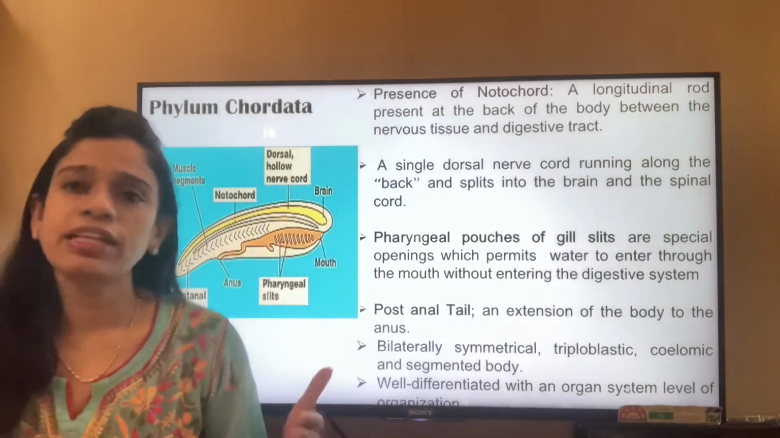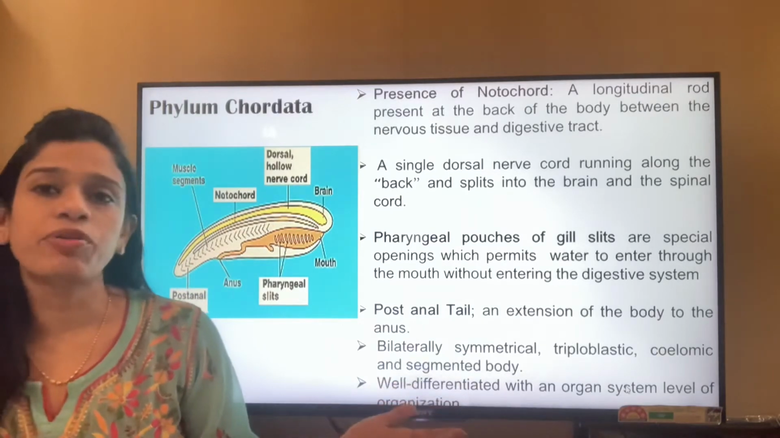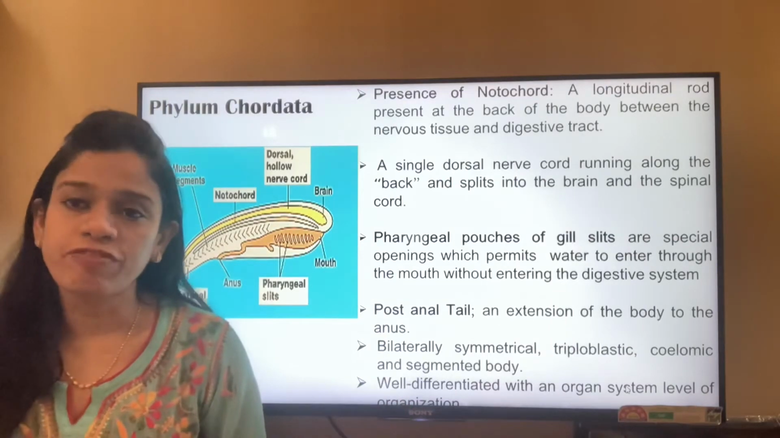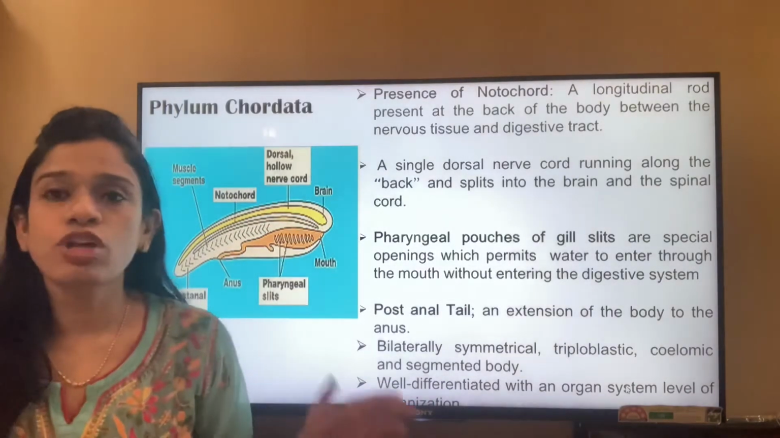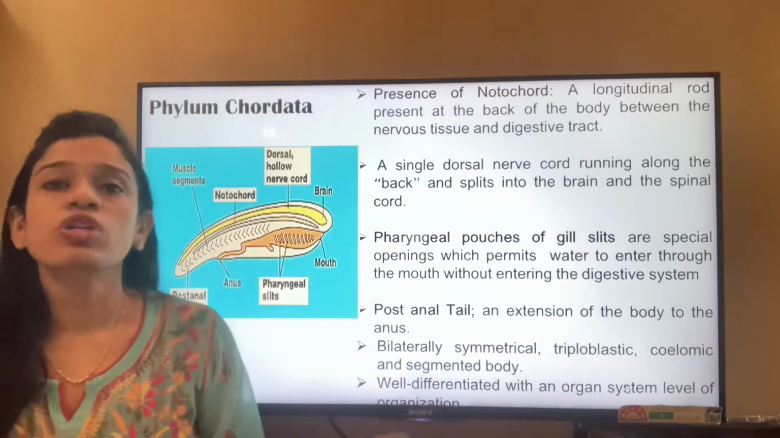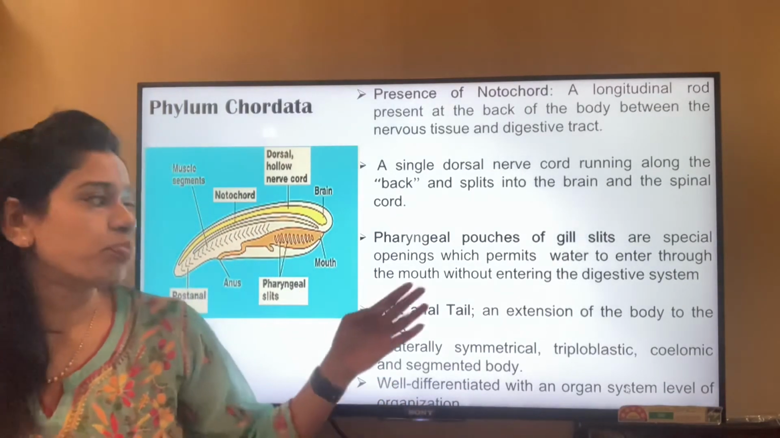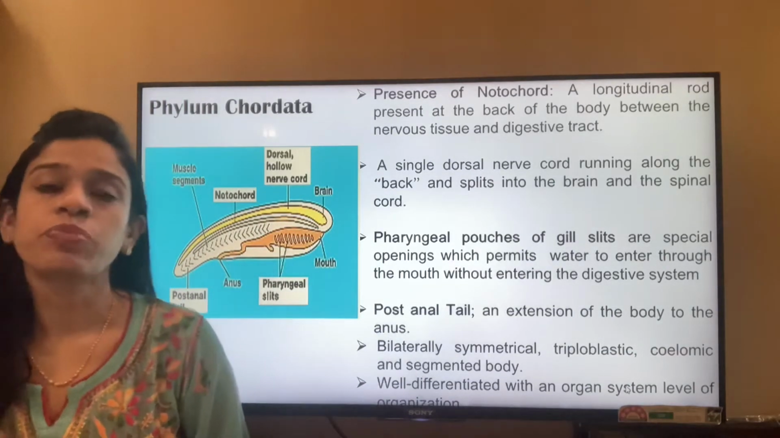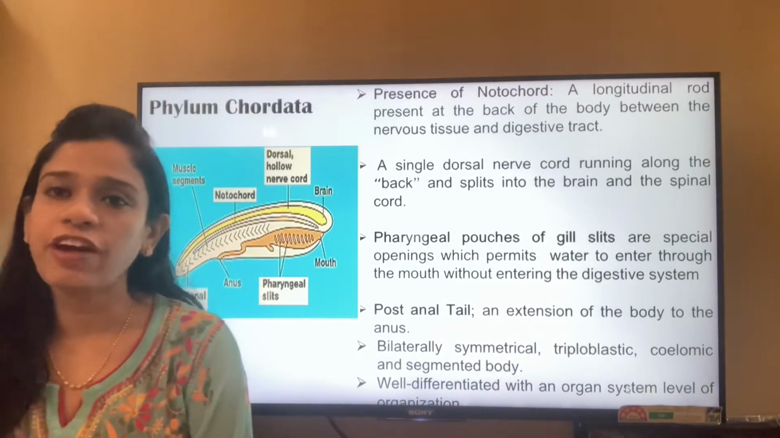Other than these four, the general characteristics of the chordata are that it is bilaterally symmetrical, triploblastic, coelomic with a segmented body, and it is well differentiated with an organ system level of organization. So the main characters of the phylum Chordata which we must remember are the presence of the notochord, the single dorsal nerve cord, the pharyngeal gill slits, and finally the post-anal tail, which is an extension of the body. So based on these characteristics of the chordata, we can again start dividing the chordates.